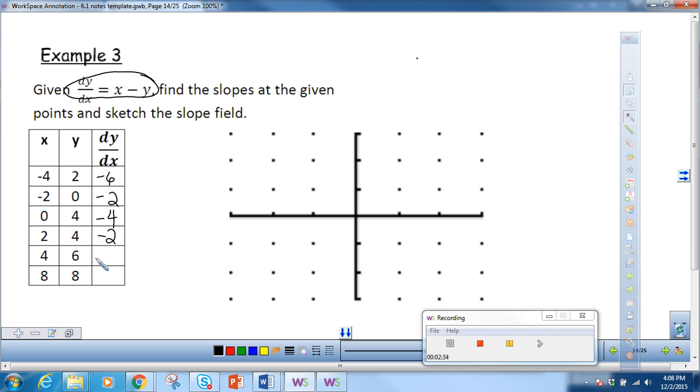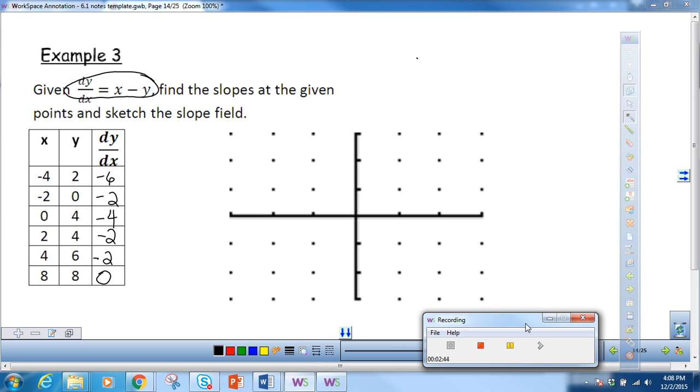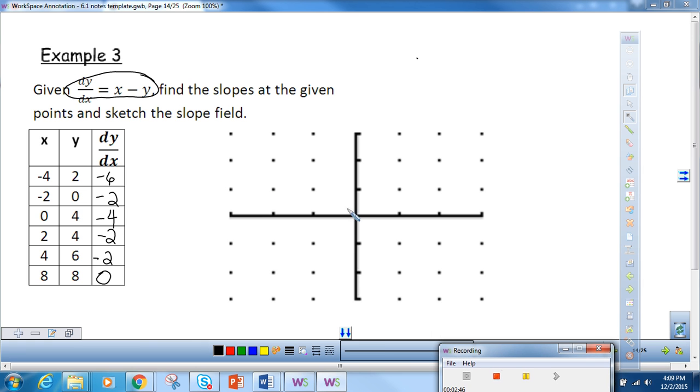4 minus 6, -2. 8 minus 8, 0. So I just grabbed some random values for x and y, and I'm going to graph those, and we're going to see if we can find a pattern.